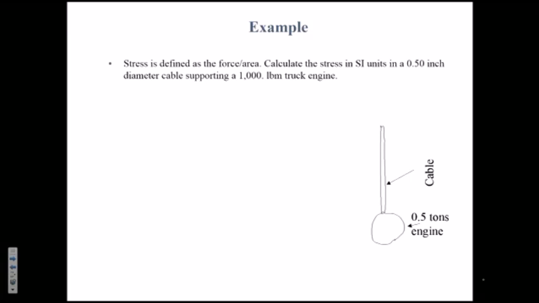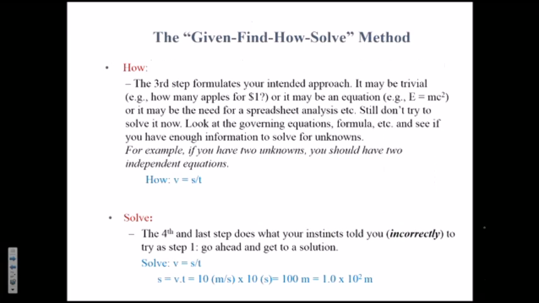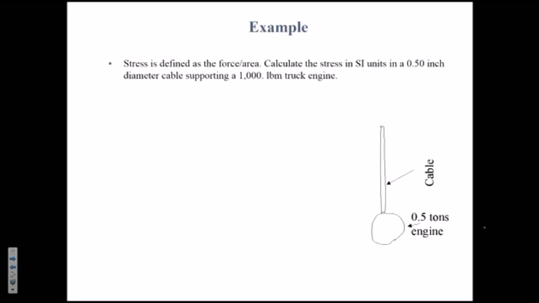Okay. So the question is, calculate the stress in SI units, that's the MKS system, in a 0.5-inch diameter cable supporting a 1,000-pound mass truck engine. Okay, so you have a 1,000-pound mass, well, this is a half ton, a 1,000-pound mass truck engine, and there is a cable. We're looking for the stress in this cable, okay? We're looking for the stress. So what is given to you? Let's write that. Given is force, 1,000-pound force, which in Newtons is 4,450 newtons.